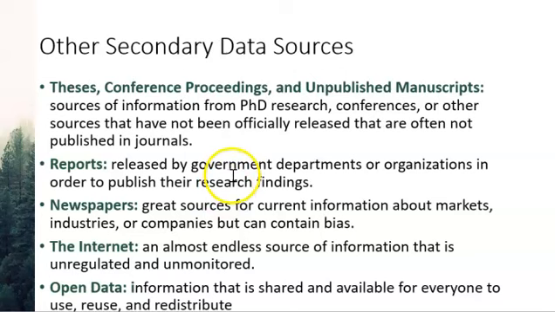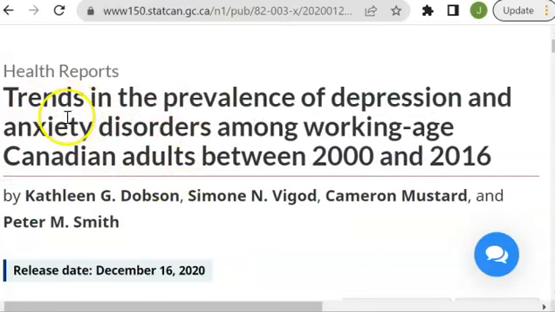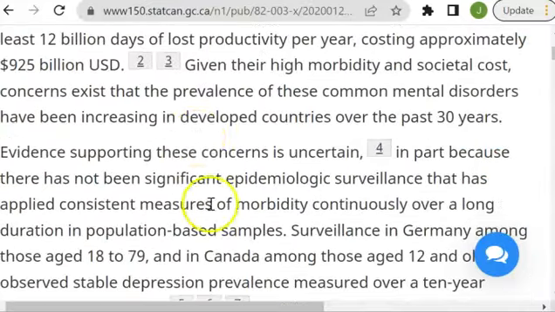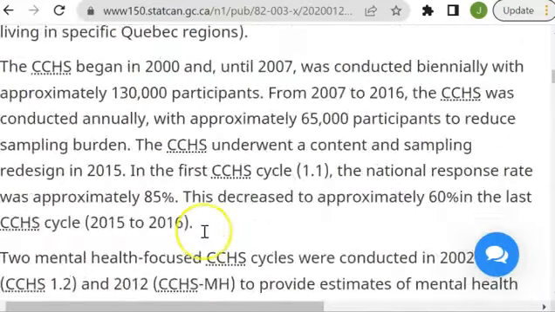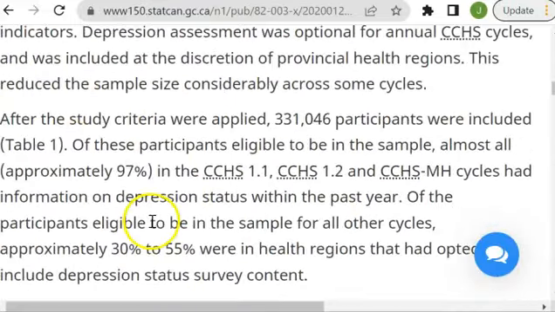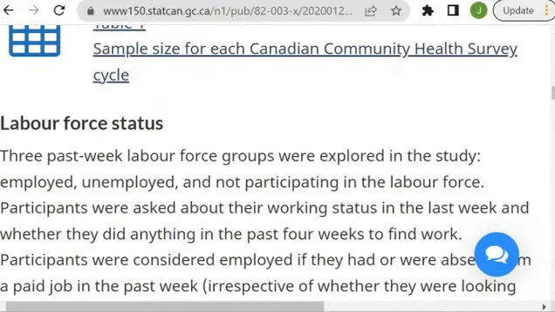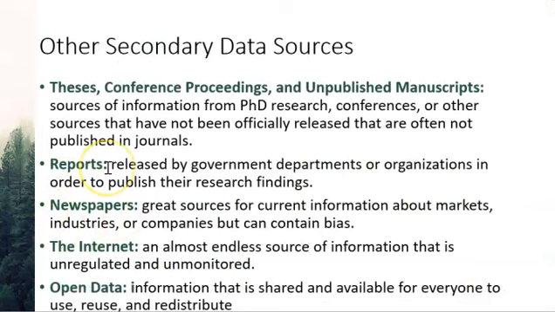Another example is a report. Reports are super common from Statistics Canada. An example of one: Statistics Canada collects data on trends in the prevalence of depression and anxiety disorders among working-age Canadian adults. They collected this information from 2000 to 2016. You can actually read their whole report here on what their findings were. They go into their own methods, sample. It's not peer-reviewed, it's information directly from the government, so that's what's meant by a report.